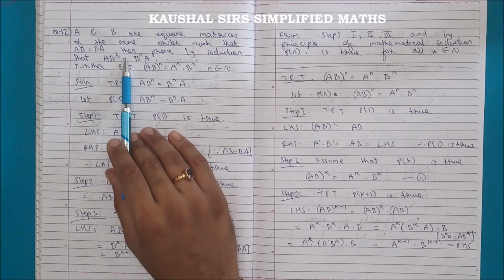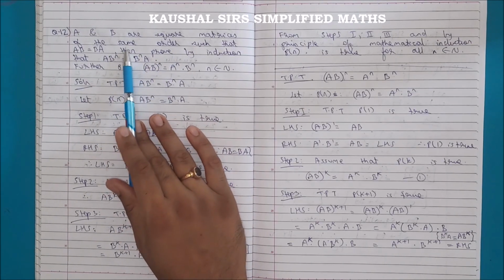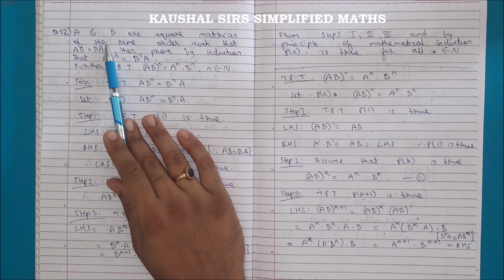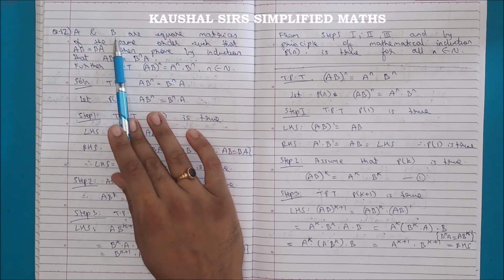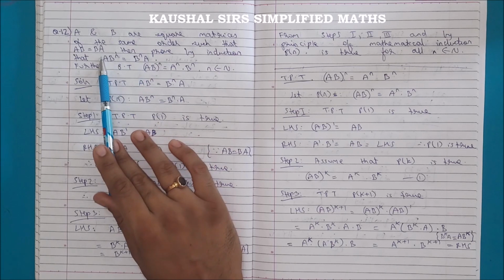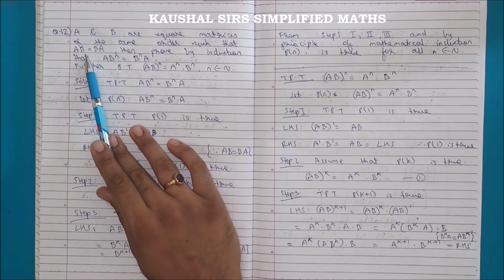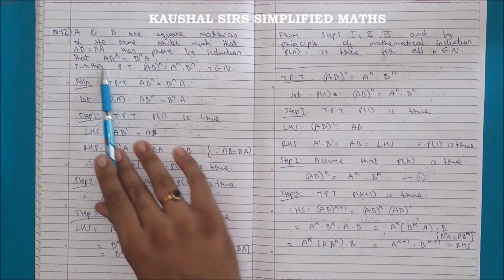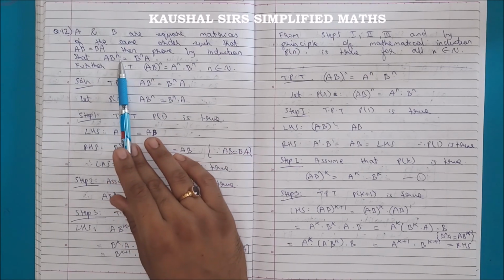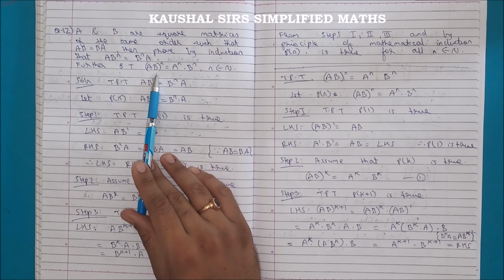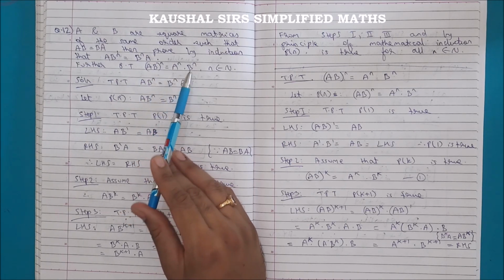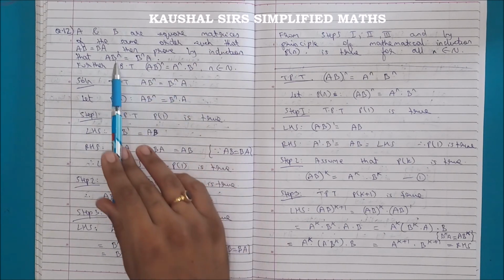Now this is a sum again of mathematical induction which we have seen in the last lecture. A and B are square matrices of the same order such that AB equals BA. This condition is satisfied. Then prove by induction that (AB)^n is equal to B^n into A, and in the second part, prove that (AB)^n is equal to A^n into B^n. Okay, so let's start with the first part.